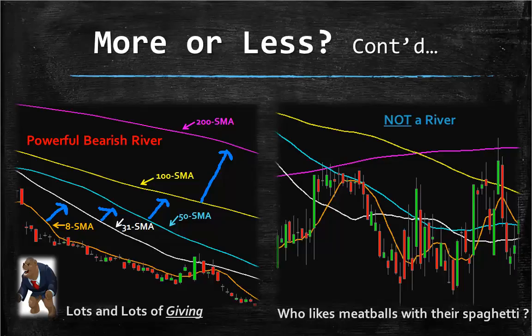And then you look over here, and who likes meatballs with their spaghetti? There are moving averages crossing all over the place. You have some smaller numbers that are above bigger numbers. You have some bigger numbers that are above other smaller numbers. This is just mass chaos. Things are all over the place. This is a nasty looking chart.